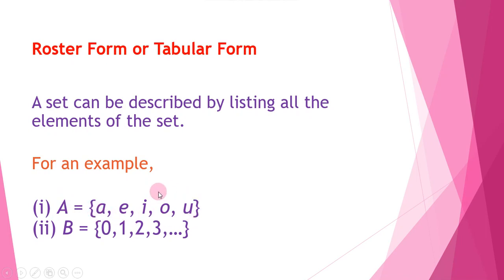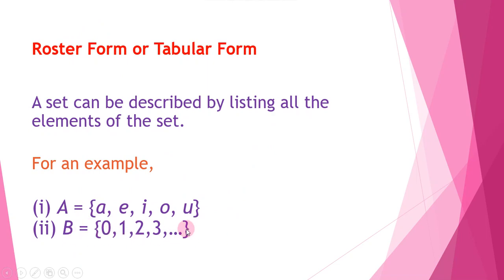How did we see it in descriptive form? The set of all vowels in English alphabets. What about in set builder form? x such that x is a vowel in English alphabets. Here in roster form, {a, e, i, o, u}. Next one, B equal to {0, 1, 2, 3 and so on}.